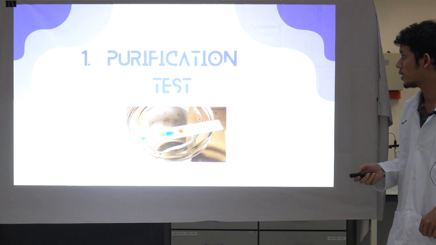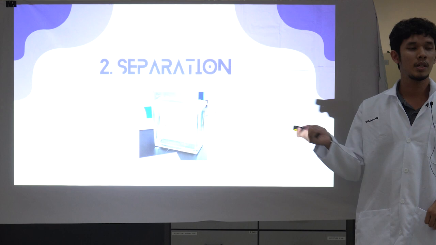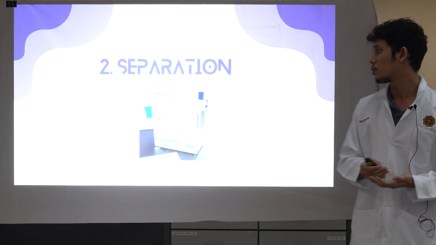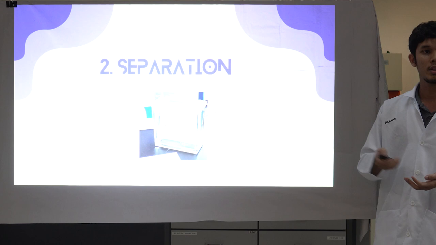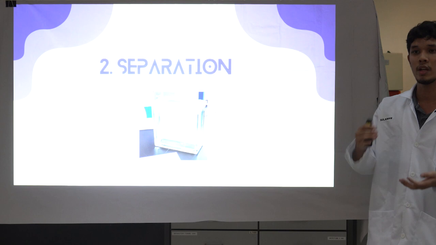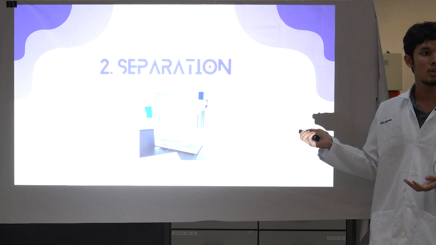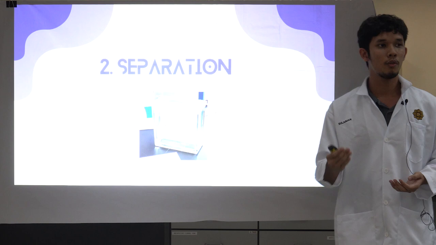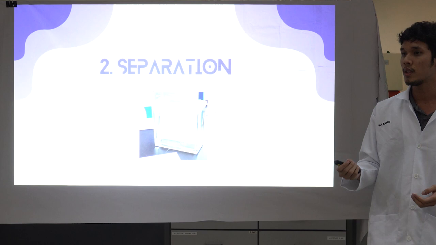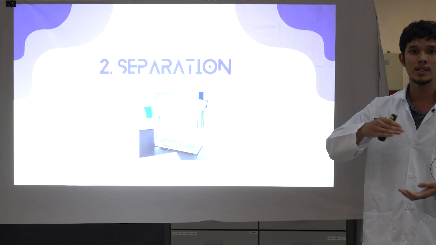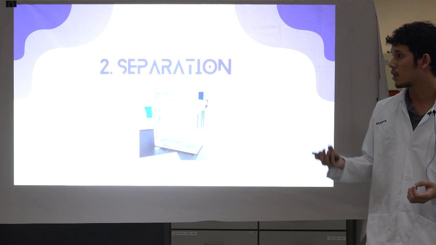Next, we have separation. This type of separation is not the same as centrifugation, because what we are trying to do is get a small sample, so we cannot have a huge sample. It is very important for understanding the properties of the sample, for example, fatty acid in oil. We are able to separate fatty acid from different types of oil, such as vegetable oil and animal fat.